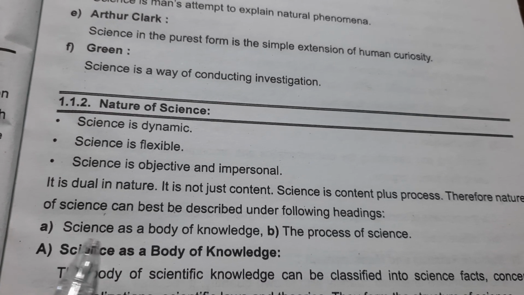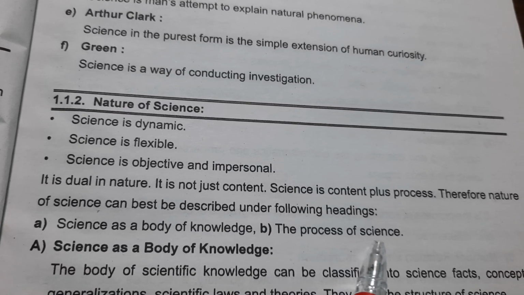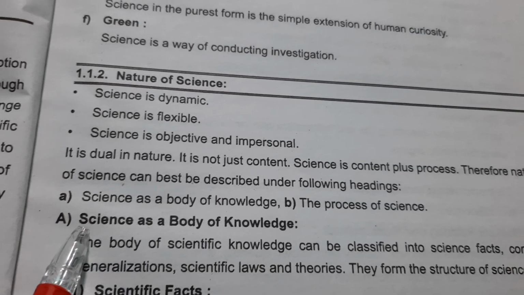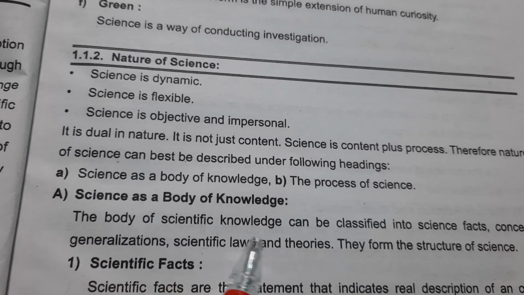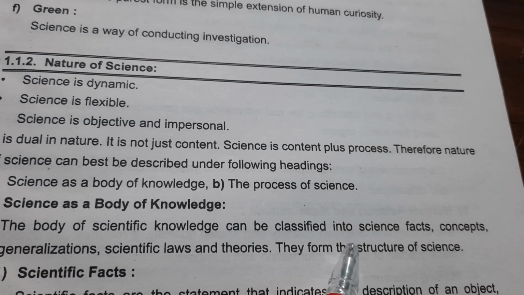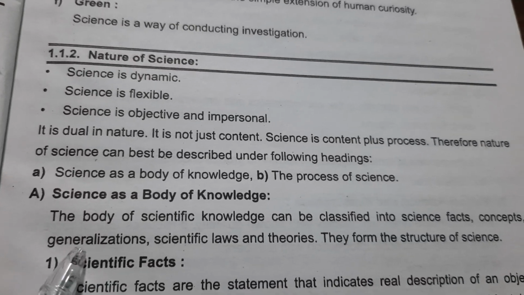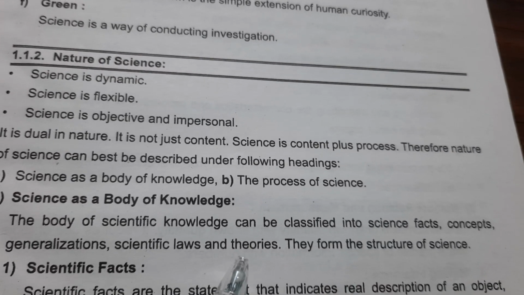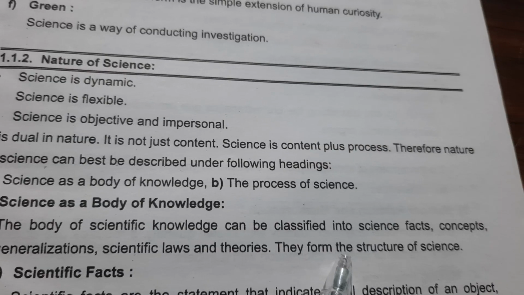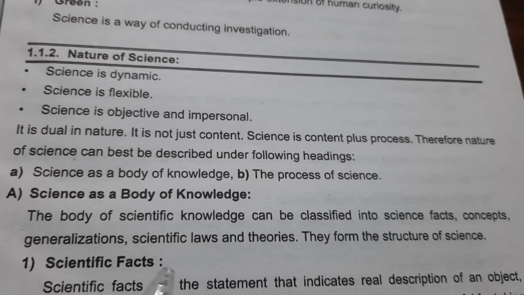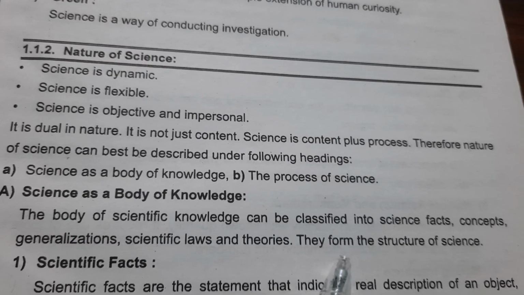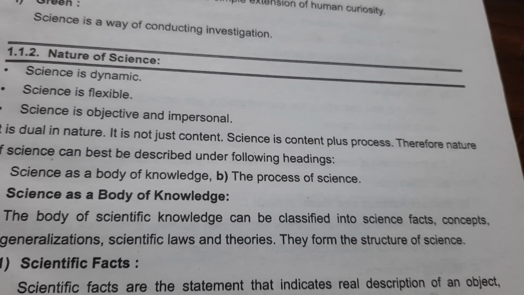You all can take this down. Science is a body of knowledge, and the process of science. Next we have science as a body of knowledge. The body of scientific knowledge can be classified into scientific facts, concepts, generalizations, scientific laws and theories. They form the structure of science.